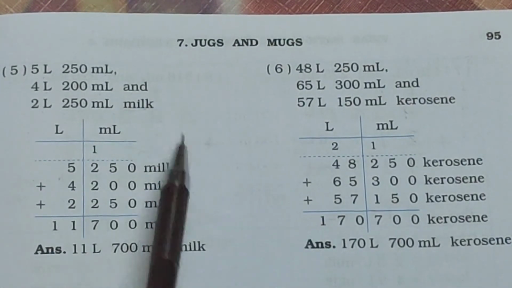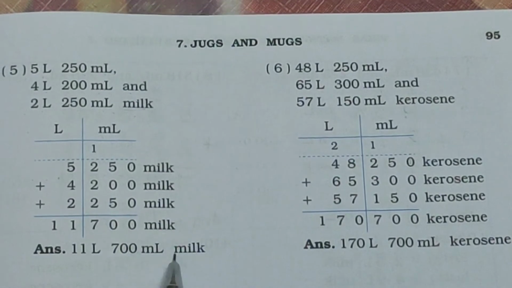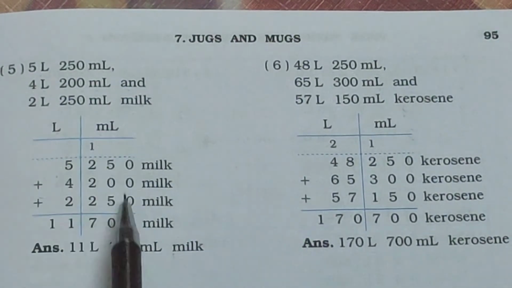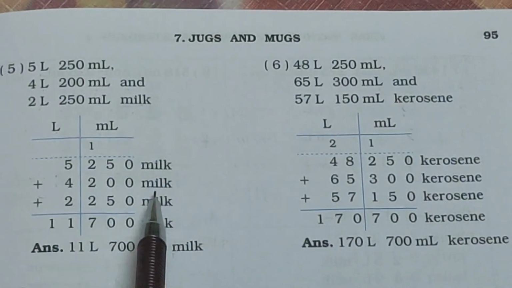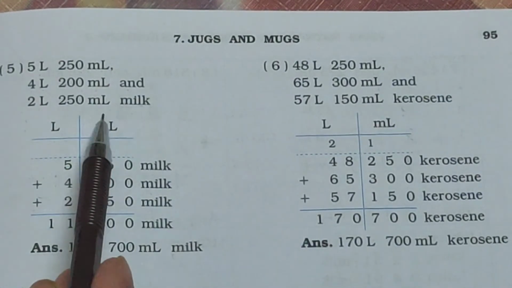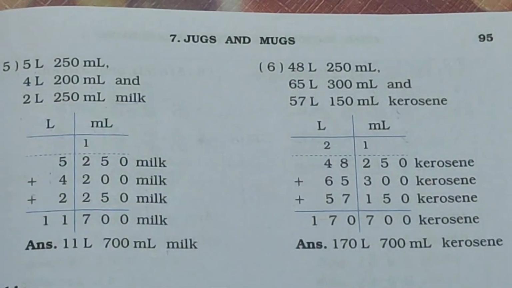And what is it, it is milk. Milk you have to write everywhere. Plus 4 liter 200 milliliter milk plus 2 liter 250 milliliter milk. Now you have to do the addition.